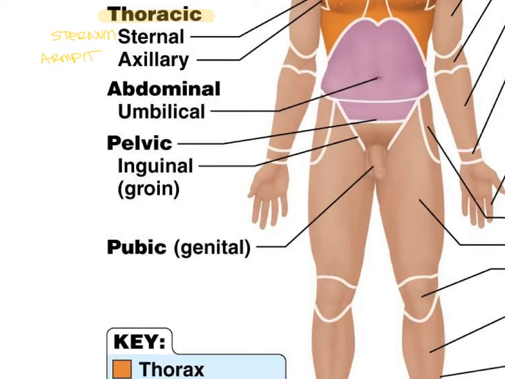Okay, next we're going to see your abdominal region. And your abdominal region you can see is that area in purple. Okay, so you might just call that your abdomen. So your abdominal region refers to that whole area in purple. And then a more specific part is the umbilical, which is your belly button.